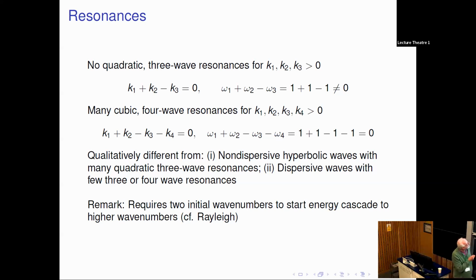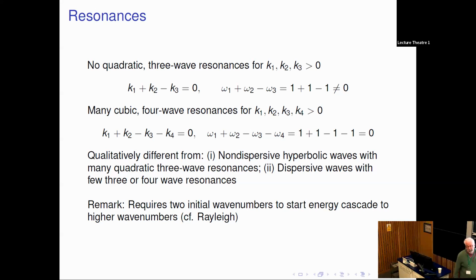But the point I want to make is this: if you think about what it takes to get the energy cascade started in this four-wave resonance, if you just start with one wave number, you never generate any new wave numbers. It's basically k is k plus k minus k. And so Rayleigh didn't see any interesting nonlinear dynamics.